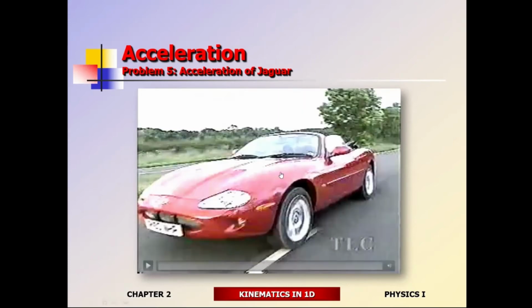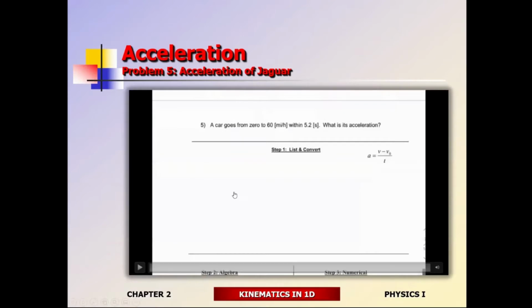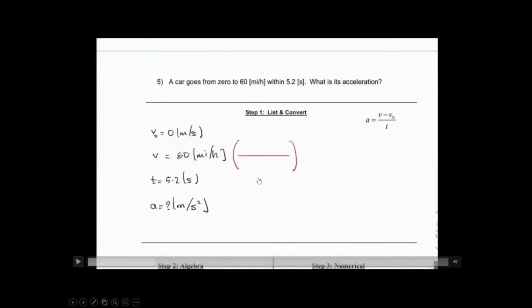All right, so we got this Jaguar. It goes from 0 to 60 within 5.2 seconds. So question number 5 from the handout: what's its acceleration? The mathematics is going to be straightforward. The initial speed is 0, final speed is 60. It takes 5.2 seconds for it to go from 0 to 60, and we want to know what the acceleration is. All right, so I listed everything.